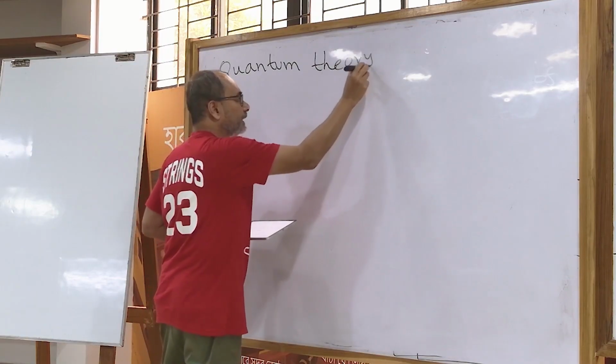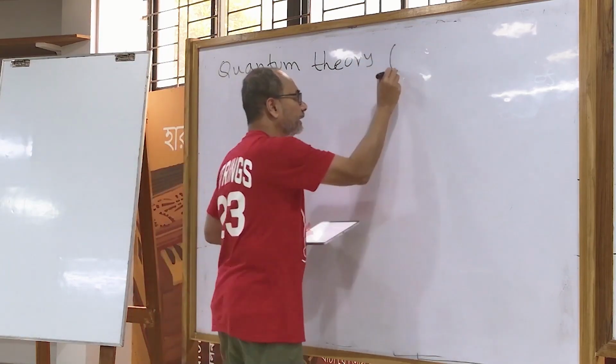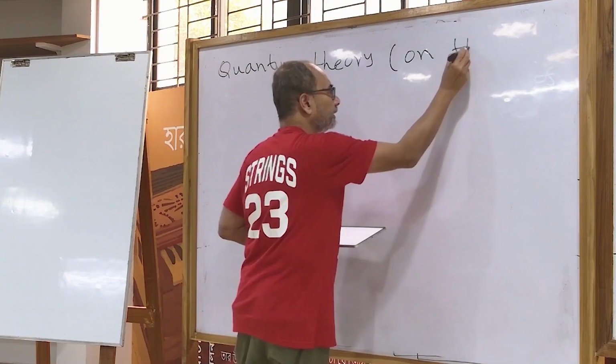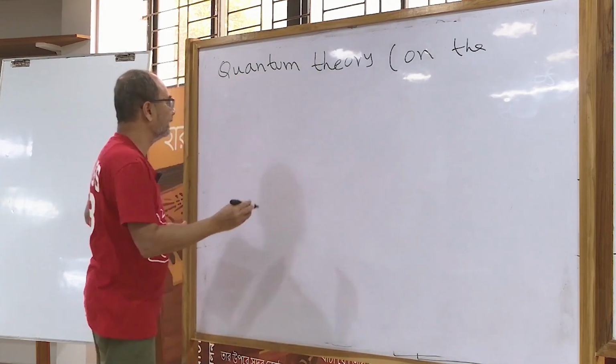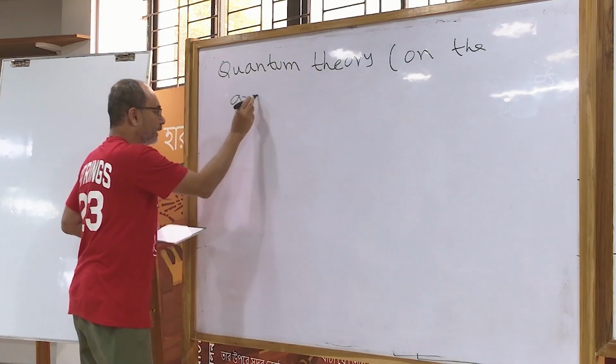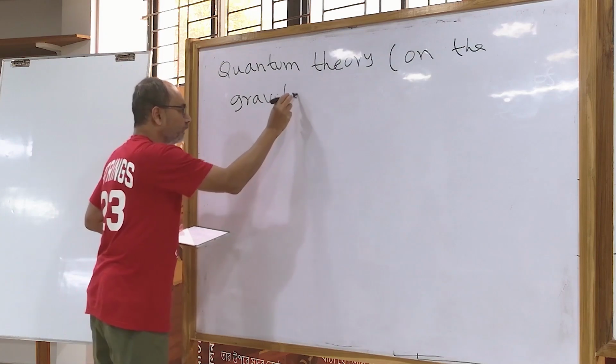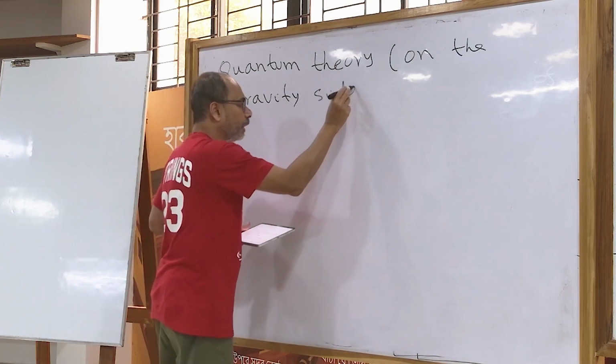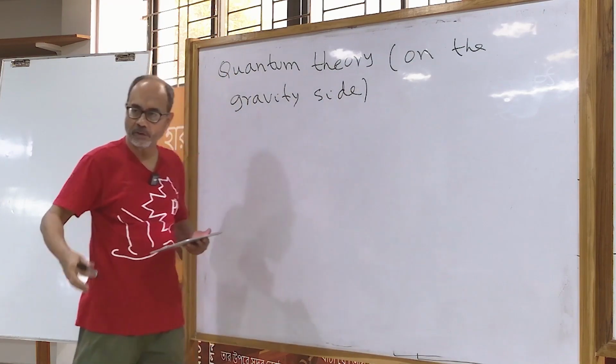Okay. And here you are discussing quantum theory on the gravity side. On the microscopic side, you already had a quantum theory, right, which is a weakly coupled quantum theory, but now we are trying to see from the gravity side whether quantum effects can give additional corrections to the Bekenstein-Hawking entropy.